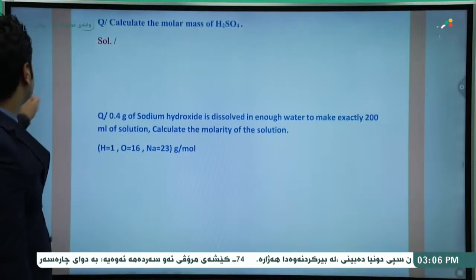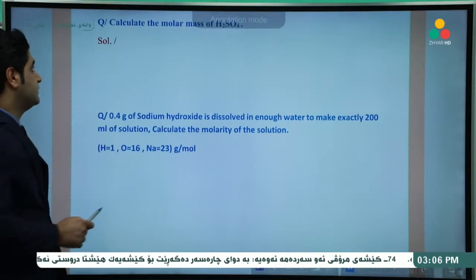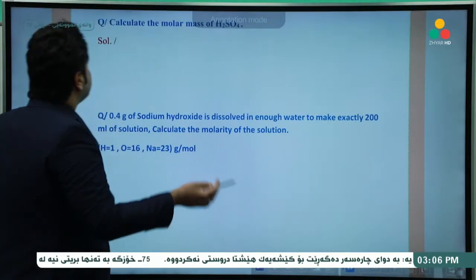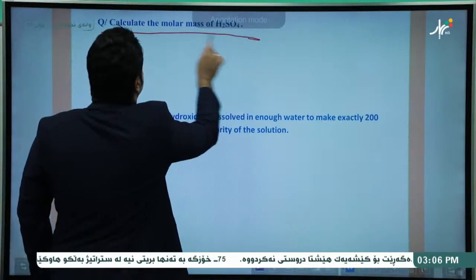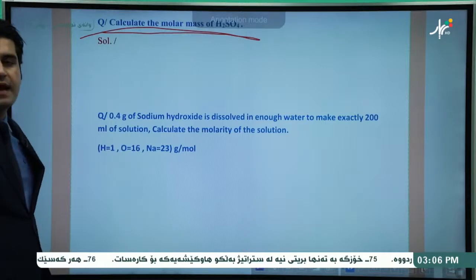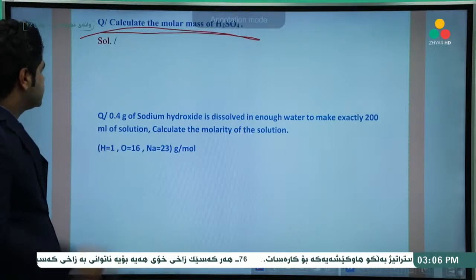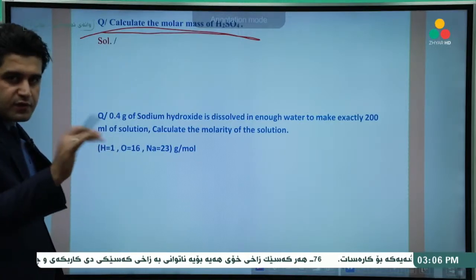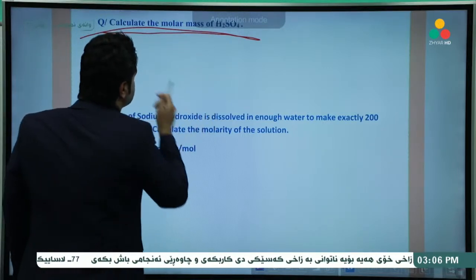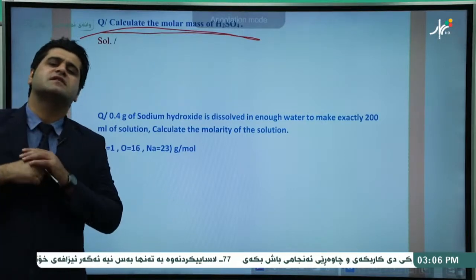Well, let's solve some mathematical equations about the concentration. Okay. First of all, quickly I will solve this equation because we will need calculating molar mass in many questions. So we will do that one as the first and the last example about calculating molar mass. Okay, calculate the molar mass of H2SO4, which is sulfuric acid. Calculate the molar mass of the sulfuric acid.